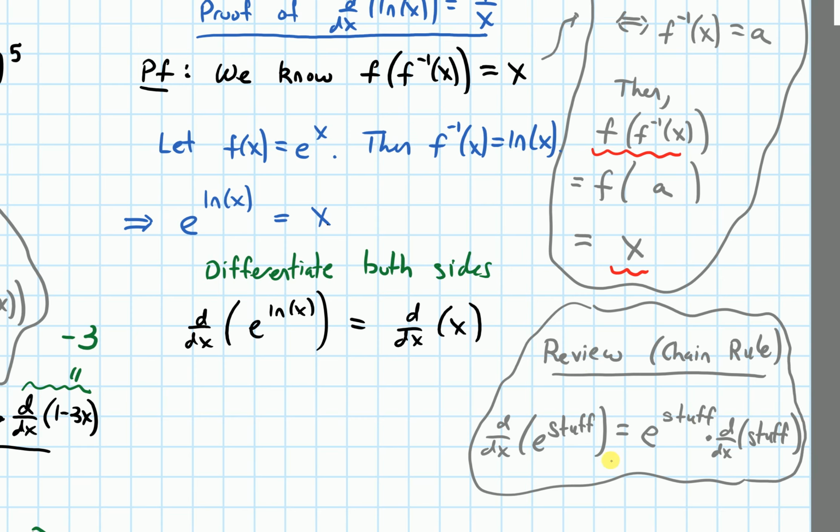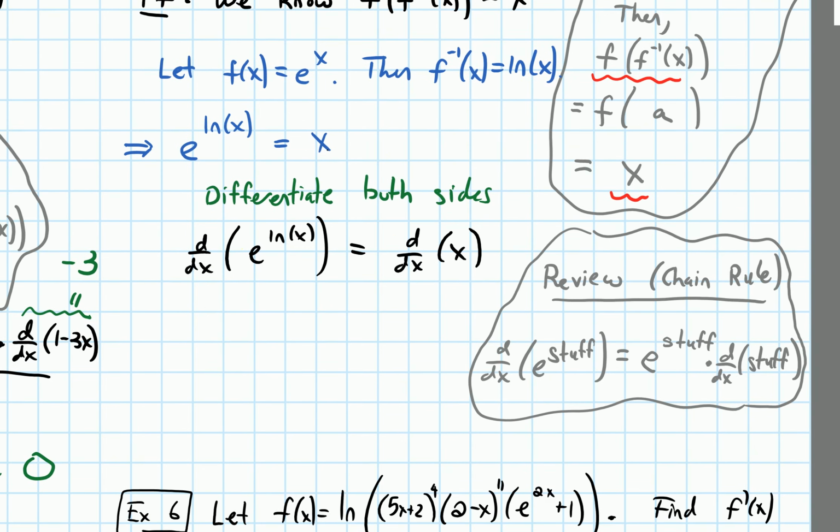All right, so this is something that we've seen before. The derivative of e to the stuff is equal to e to the stuff times the derivative of the inside, which was the stuff. If you have questions about how we're getting this or how we got it before, please ask those questions, because I want to make sure that this makes sense.